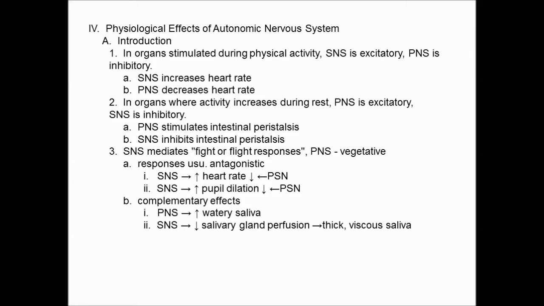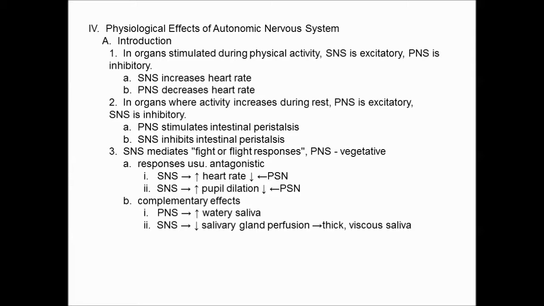This began as what we call the fight or flight responses. So in response to any emergency behavior, we excite the sympathetic nervous system and inhibit the parasympathetic. So usually the responses are antagonistic. So the sympathetic system increases heart rate, parasympathetic decreases. Sympathetic causes your pupils to dilate, parasympathetic causes them to constrict.